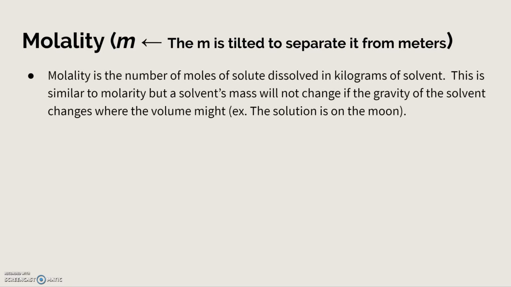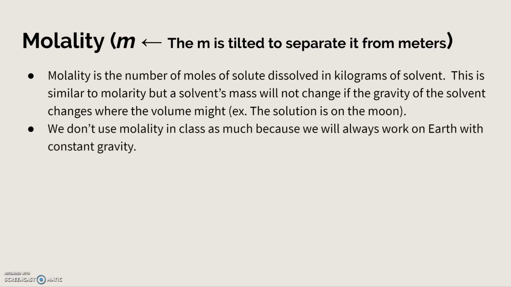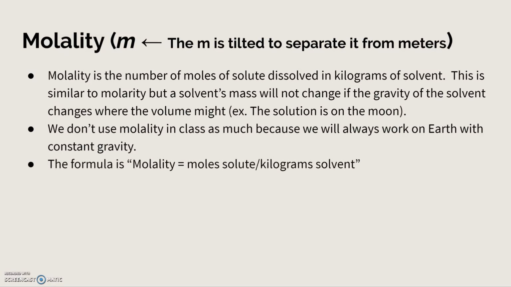Molality is the number of moles of solute dissolved in kilograms of solvent. This is similar to molarity, but a solvent's mass will not change if the gravity changes, whereas the volume might. For example, if you take a solution on the moon. We will not use molality in class as much because we will always work on Earth with constant gravity. The formula is molality equals moles of solute over kilograms of solvent.